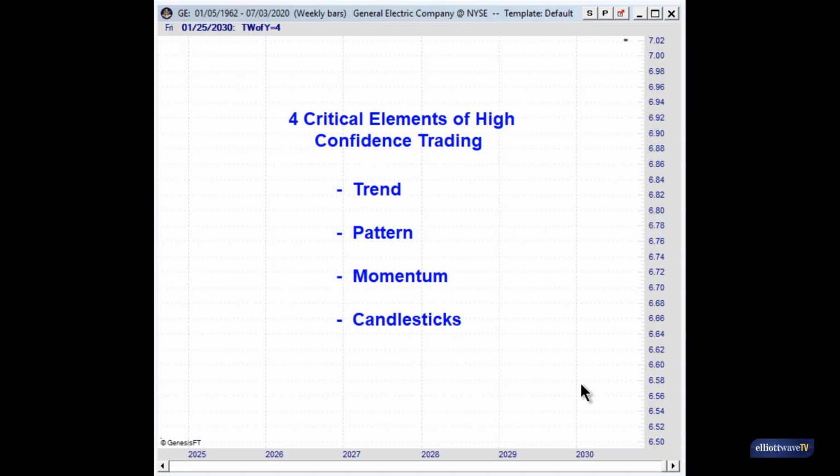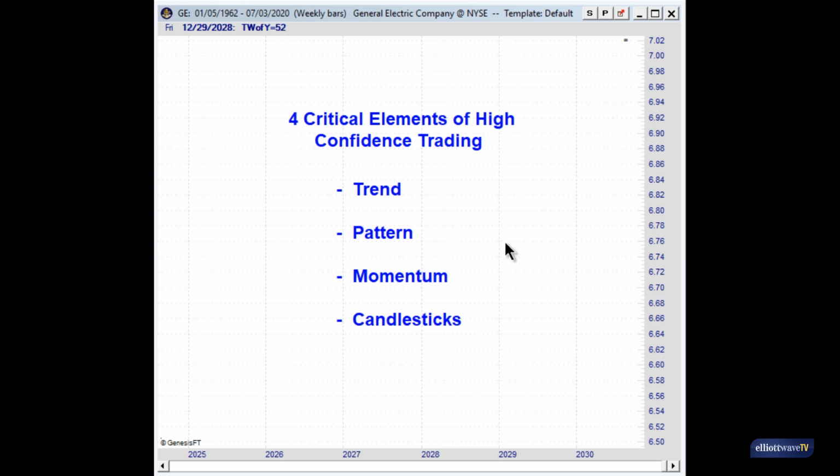Let me show you a few slides to drive the point home. Now, the four critical elements of high confidence trading are trend, pattern, momentum, and candlesticks. Let me put this in the proper context. The way I look at the market from a trading perspective is that in an uptrending market, I want to buy pullbacks. I always want to trade in the direction of the trend. Conversely, in a downtrending market, I want to sell bounces. Again, I want to trade in the direction of the trend.